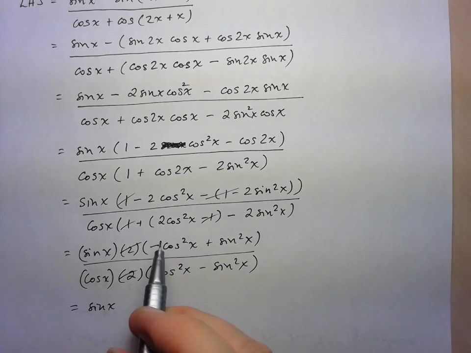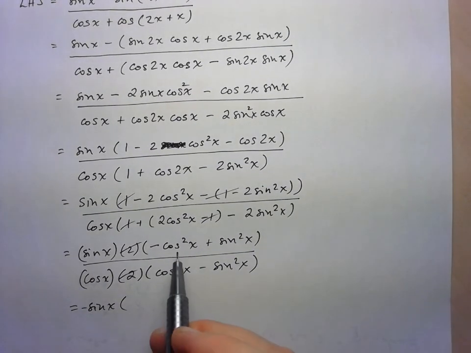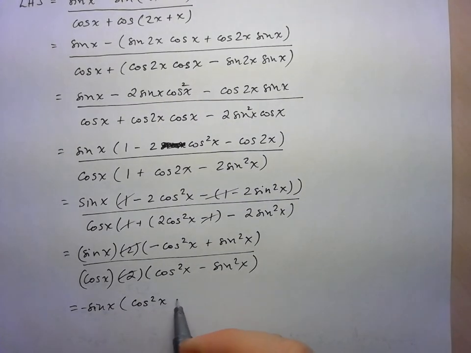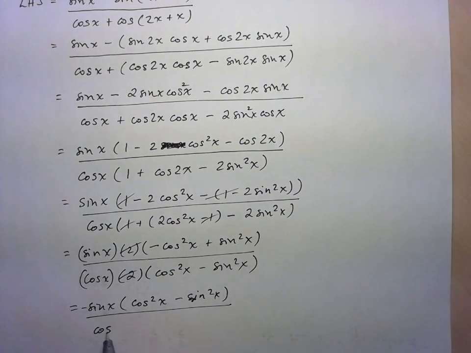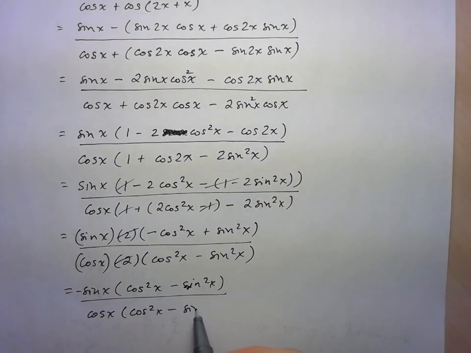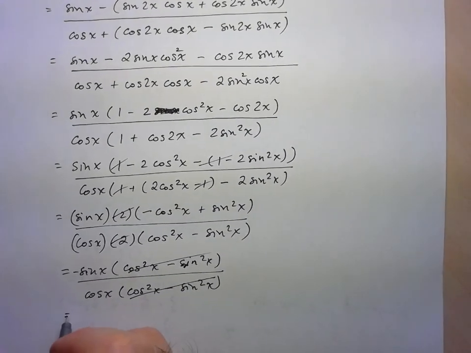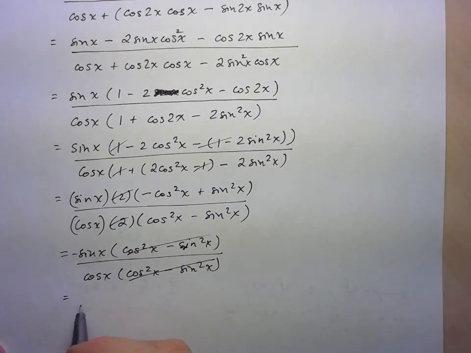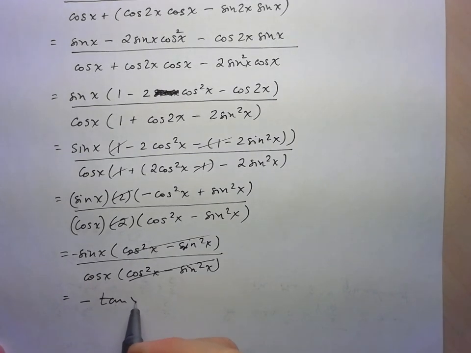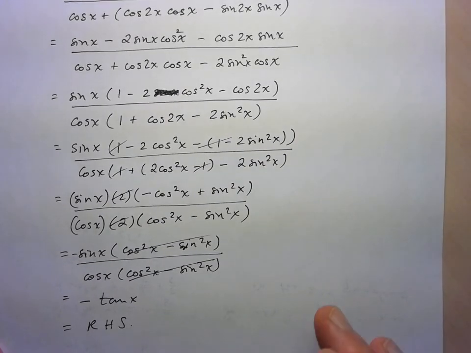Okay, but let's factor out a negative 1 from the numerator. And what are we left with? We're left with positive cos squared x minus sine squared x, because I factored out a negative 1. Here, we'll leave the denominator as is. And lo and behold, those things cancel out. And what am I left with? Negative sine x over cos x, which is just negative tan x, which is equal to my right-hand side. And so I've proven the identity.